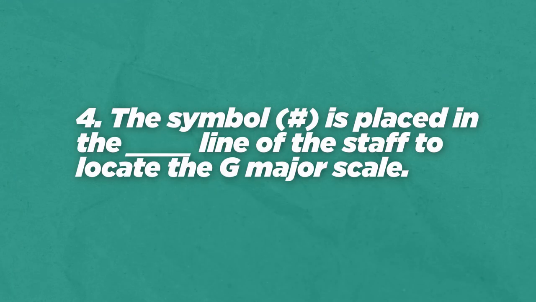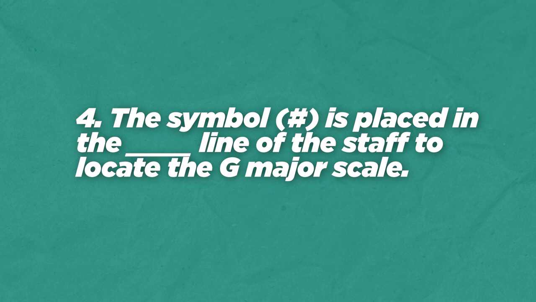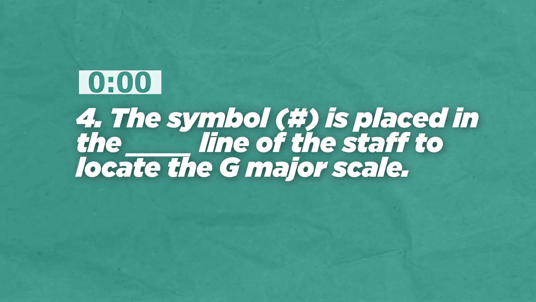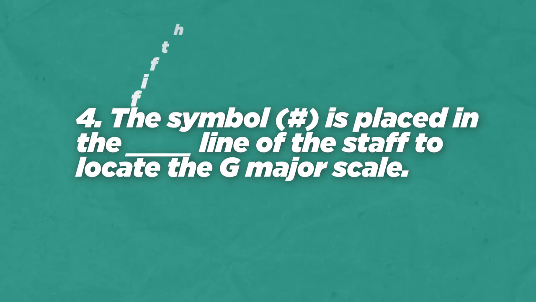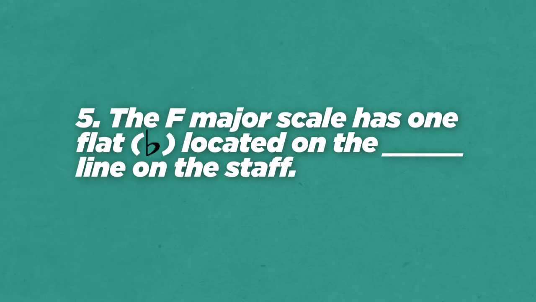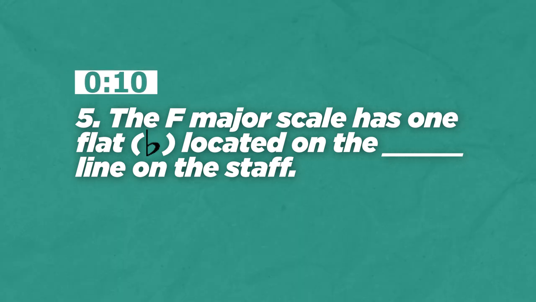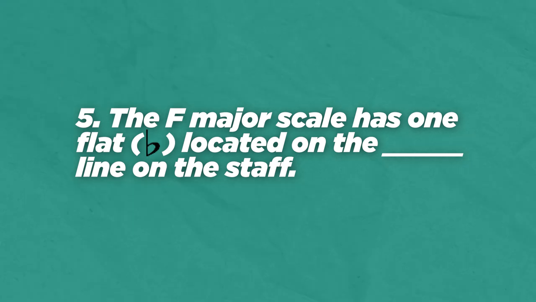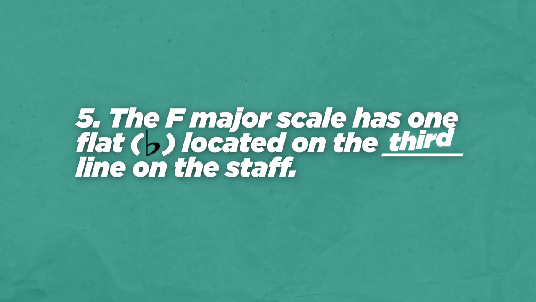Number four, the symbol is placed in the blank line of the staff to locate the G major scale. The correct answer is fifth. Number five. The F major scale has one flat located on the blank line on the staff. The correct answer is third.